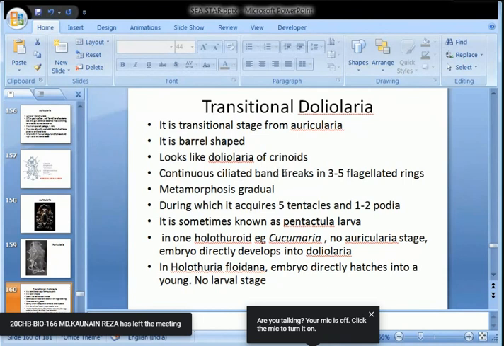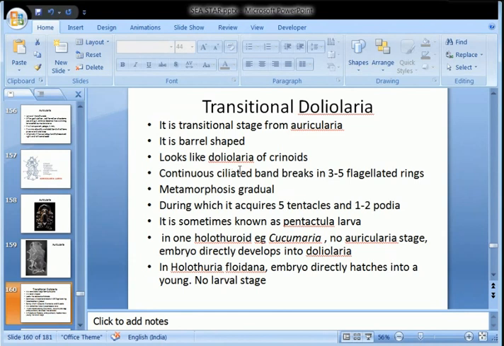Crinoids कौन से हैं? Sea lilies में. उसमें उसका जो अपना लार्वा है that is doliolaria larva. लेकिन होलोथोरॉइड्स में भी पहले कौन सा लार्वा बना? Auricularia, and then it transforms into transitional doliolaria. And this transitional doliolaria larva resembles the typical barrel-shaped larva of crinoids. Crinoids जो है वो एक क्लास है, एक क्लास में आने वाले ऑर्गेनिजम्स को कहते हैं crinoids. ठीक है, crinoidea के अंदर. So it looks like the doliolaria of crinoids.